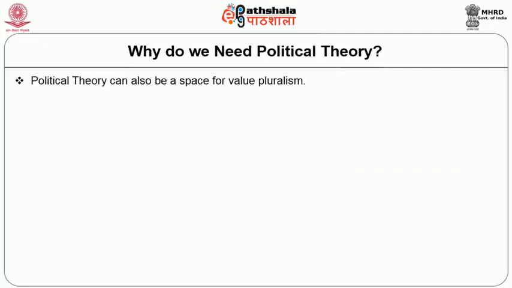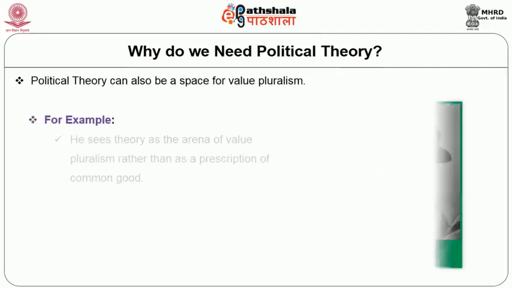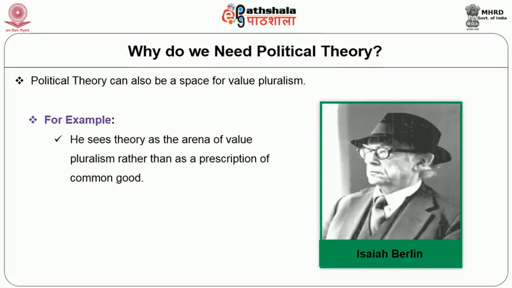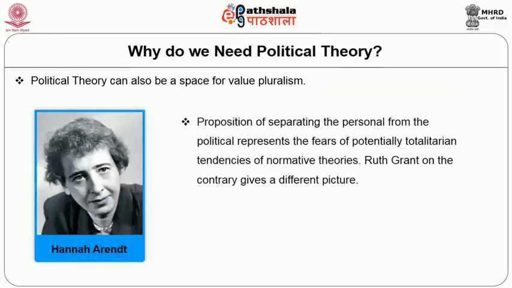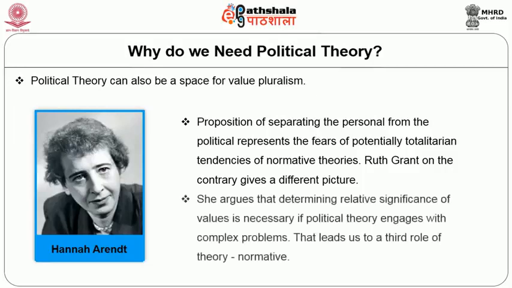Political theory can also be space for value pluralism. Isaiah Berlin sees this theory as an arena of value pluralism rather than prescription of common good. Politics here is distinct from social, and politics is regarded as the sphere of political freedom where individuals choose their own values. Arendt's proposition of separating the personal from political represents the fear of totalitarian tendencies of normative theories. Grant, on the contrary, gives a different picture. She argues that determining relative significance of values is necessary for political theory.